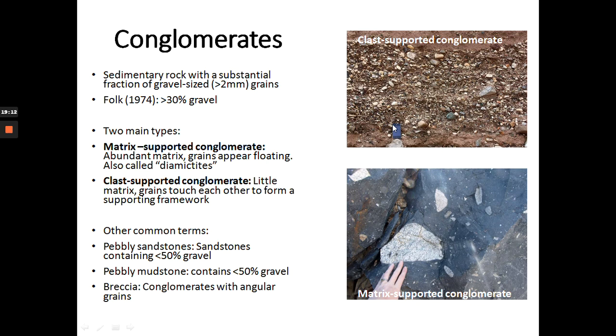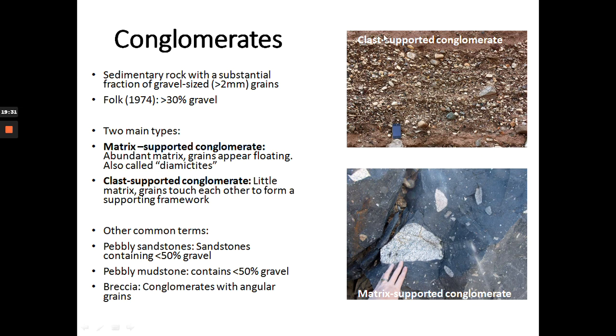Okay, so other terms used in the literature are diamictites. So this can also be called a diamictite. Some people even call it a pebbly mudstone. Right? In this case, because you have less than 50% gravel.